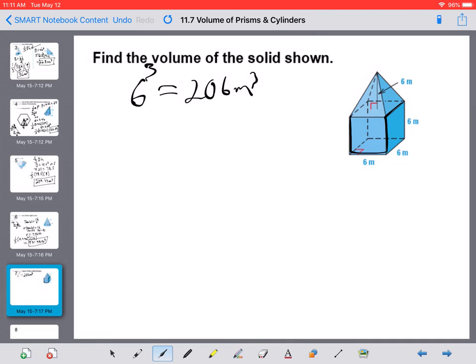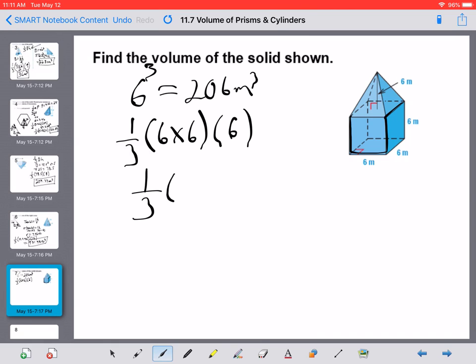Now we need to find the pyramid. So again, the pyramid is going to be 1/3 big B, which is a square. So I'm going to put 6 times 6. And then the height is also 6. Well, I know that's 1/3 times 36 times 6. I know 6 divided by 3 is 2, so 36 times 2 equals 72. And we're going to be in meters cubed. And that would be our answer.